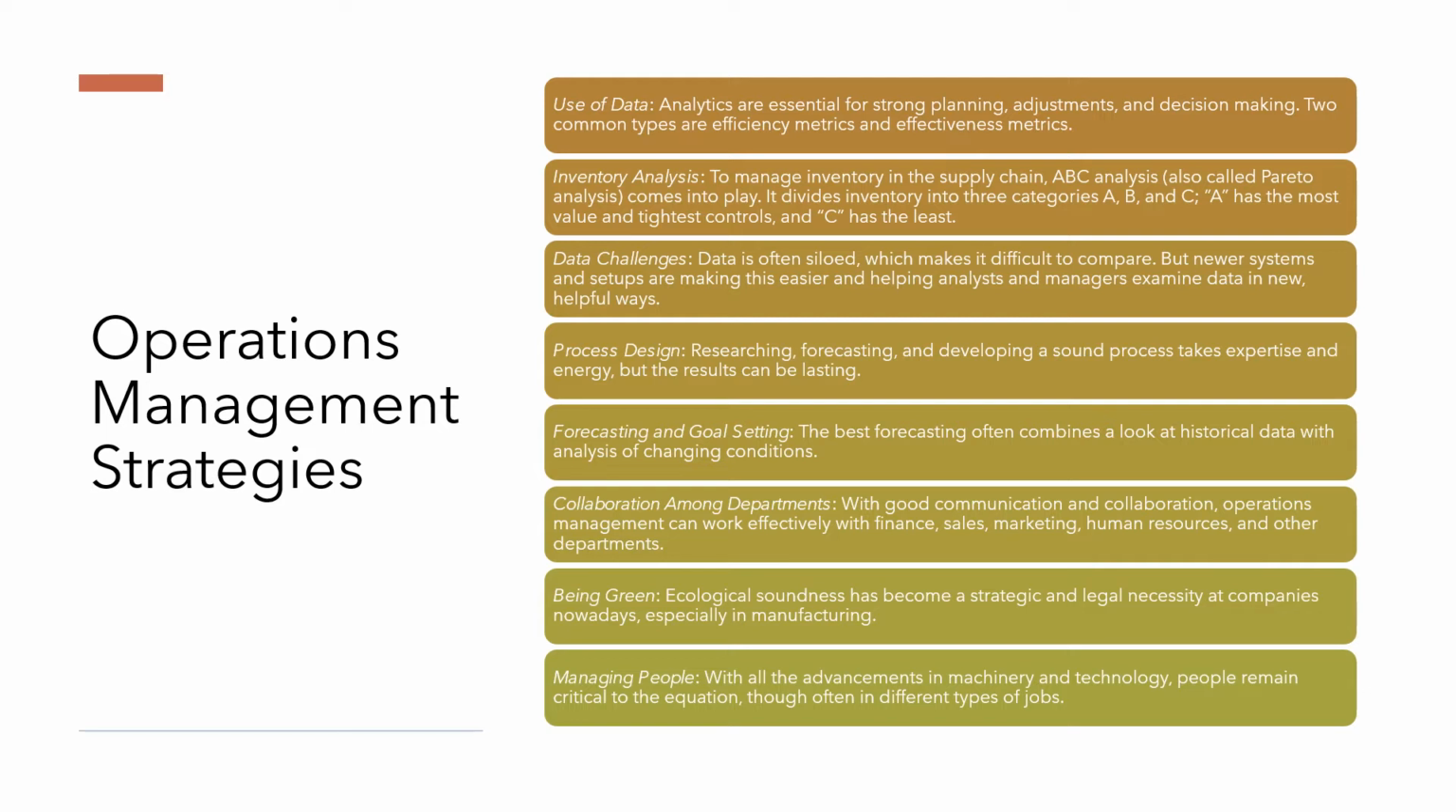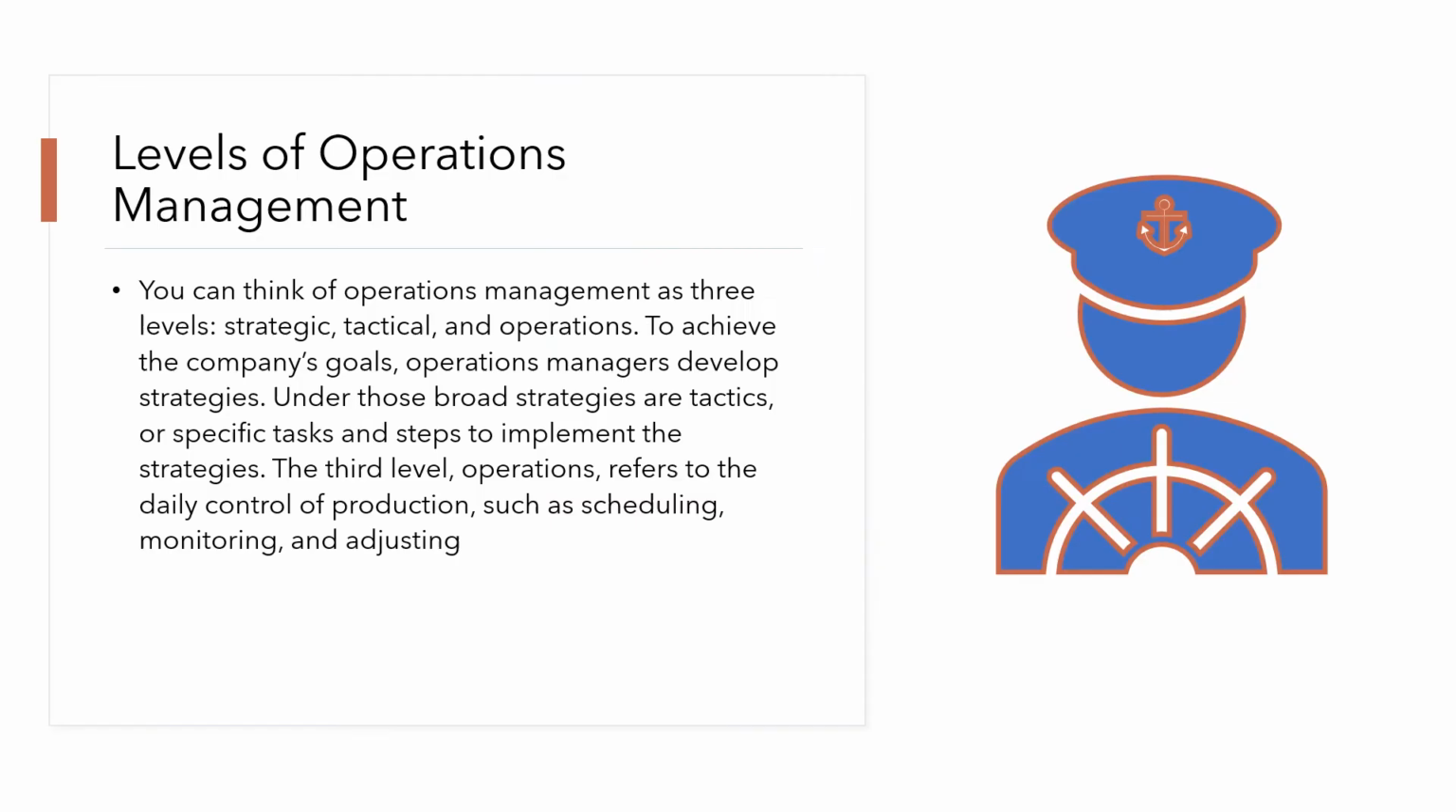And lastly, managing people. With all the advancement in machinery and technology, people remain critical to the equation, though often in different types of jobs. You can think of operations management as three levels: strategic, tactical, and operations. To achieve the company's goals, operations managers develop strategies. Under those broad strategies are tactics, or specific tasks and steps to implement the strategy. The third level, operations, refers to the daily control of production, such as scheduling, monitoring, and adjusting.